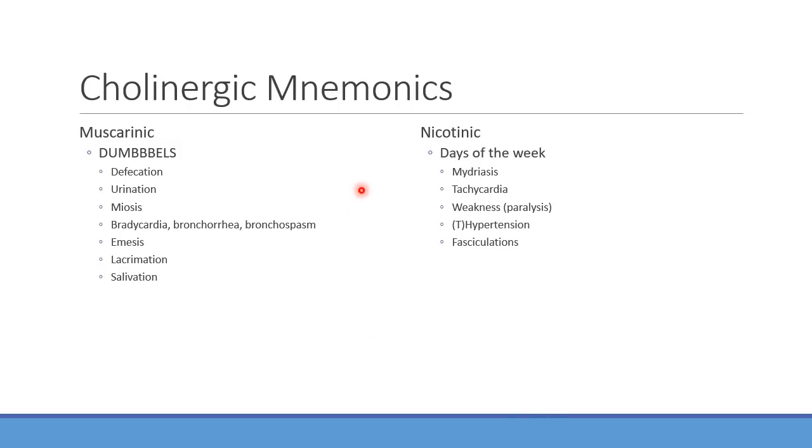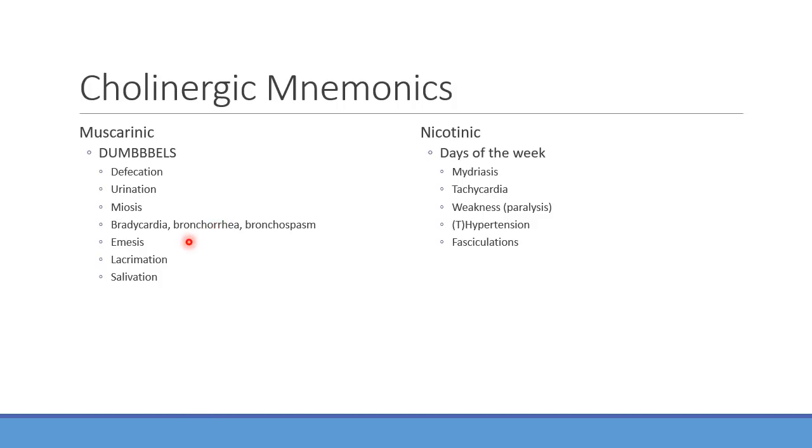Now going to the mnemonics, we talked about DUMBBELLS already as being our muscarinic mnemonic here, right? So again, remember that this basically is all the different secretions you're going to be stimulating when you have stimulation of the muscarinic nervous system here, or muscarinic receptors, I should say. So defecation, urination, miosis.